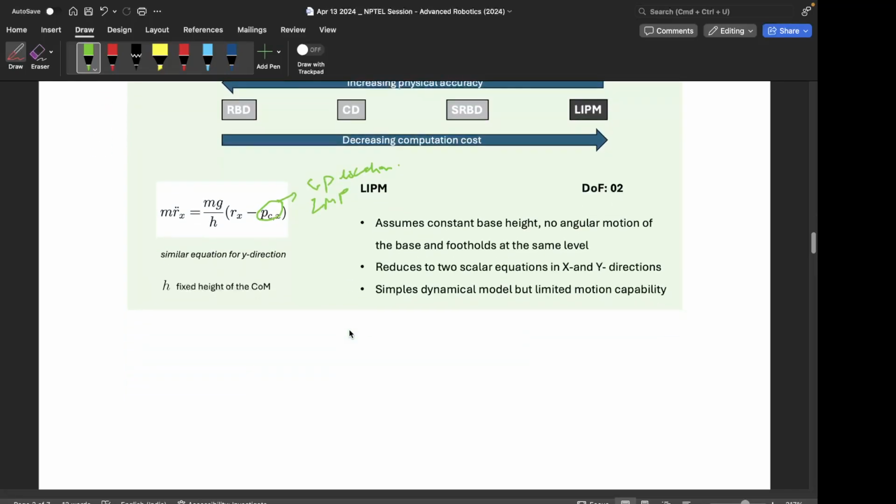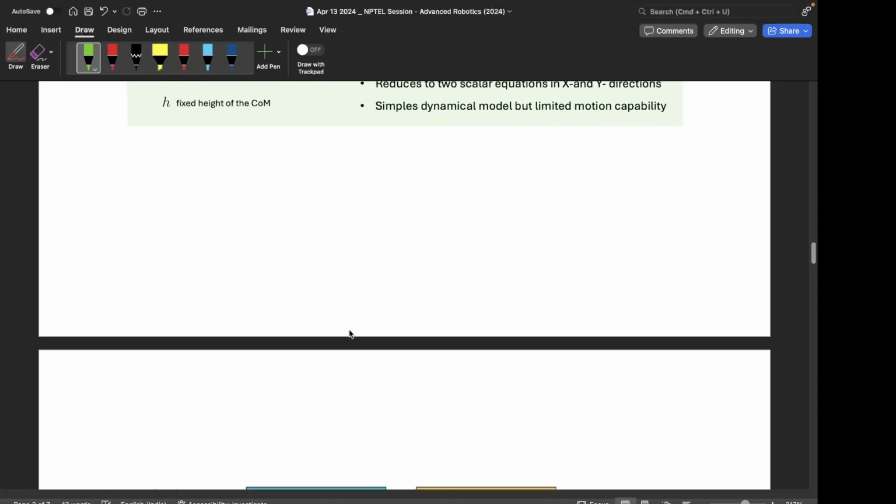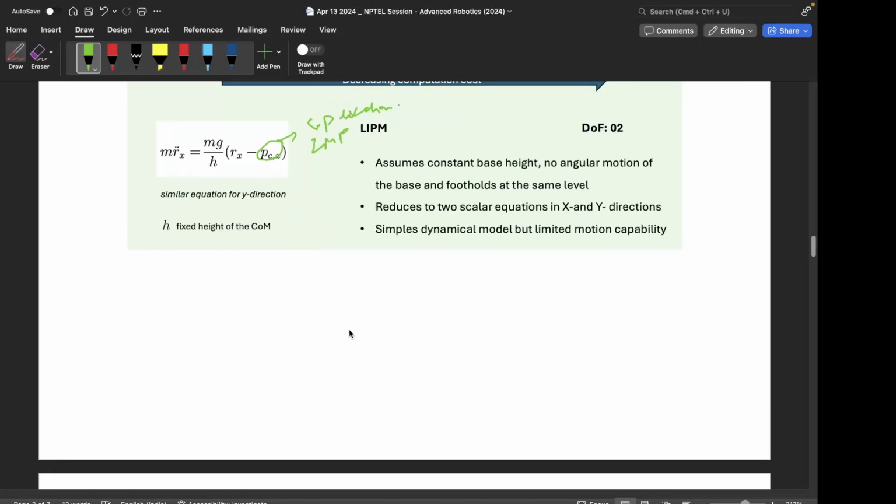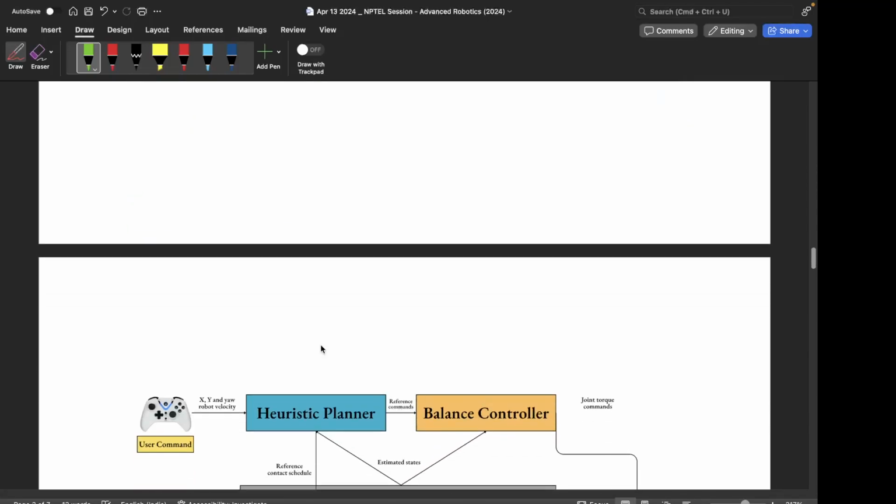And yeah, as a famous saying goes, all models are wrong, some are useful, right? So we should keep that in mind, that even if we use the RBD model, it's not a guarantee that the motion that is generated by that model will be followed very accurately on the hardware. The reality cannot be modeled by a set of equations, right?